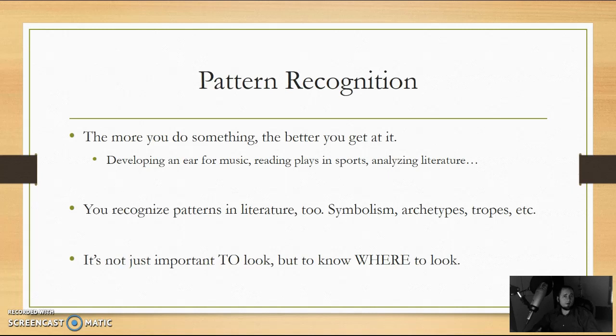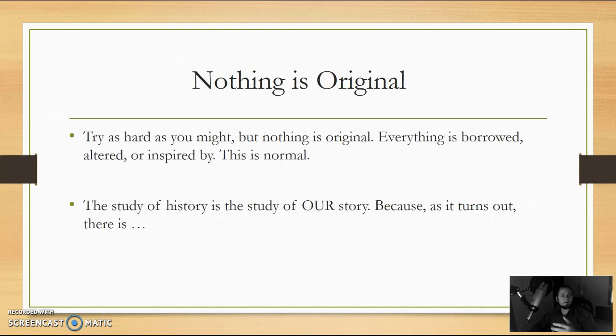A lot of this crops up as forms of symbolism, archetypes. More commonly, people know about television tropes. Now, it's not just good to know that you should look, which is really good to know. You should definitely look. It's important to know where you should be looking. So to understand this, the first thing that we have to understand is that nothing is truly original. Everything is borrowed. Everything is altered, everything's inspired, and this is completely and totally normal.